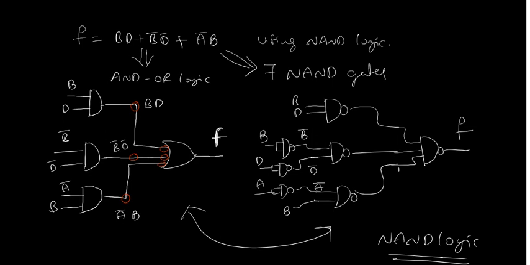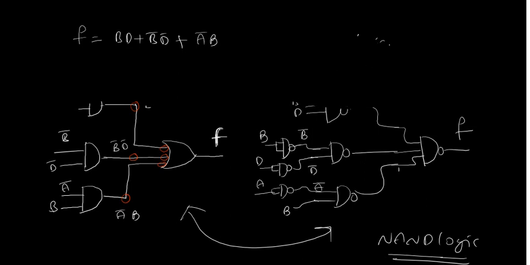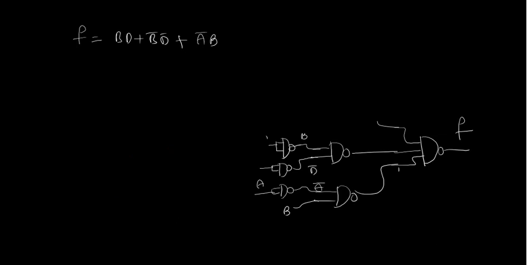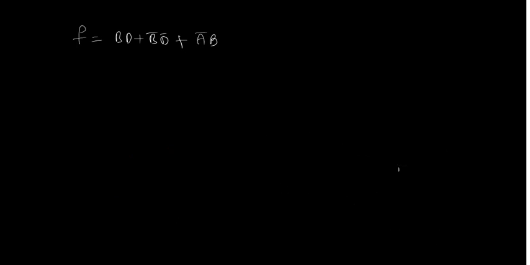Now let us try the other way. The other way is to consider the expression and, by applying De Morgan's theorem, represent this minimized expression in only NAND logic. That is, apply double complement to this F so that the same logic remains. So you will get the same F; there is no change in the logic. BD, B bar D bar plus A bar B, double complement.